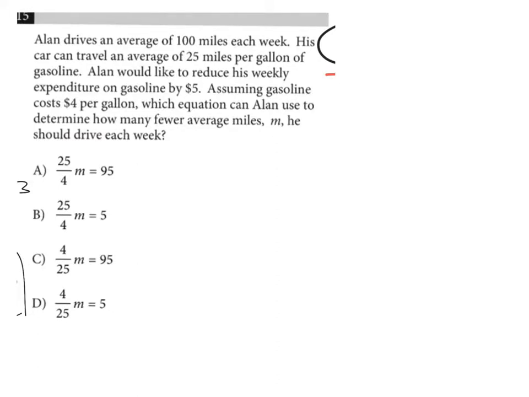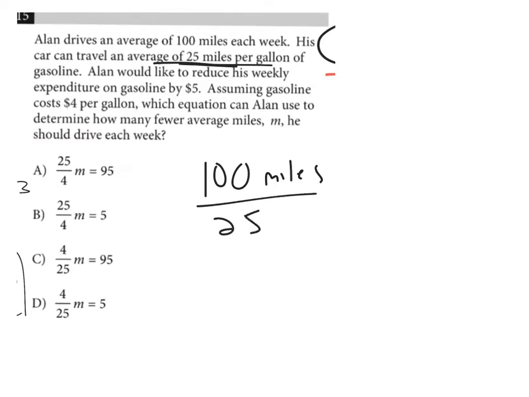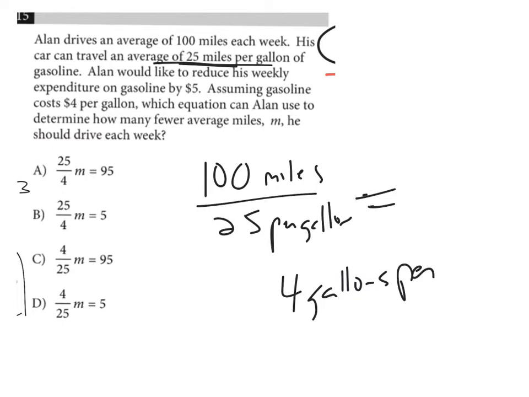Problem 15, Alan drives an average of 100 miles per week. His car can average 25 miles per gallon. So basically, it's going to be averaging 4 gallons per week, because his car can go 25 miles per gallon. He's going 100 miles, so 25 times 4, so he needs 4 gallons of gas per week.